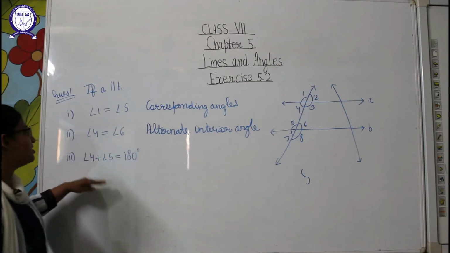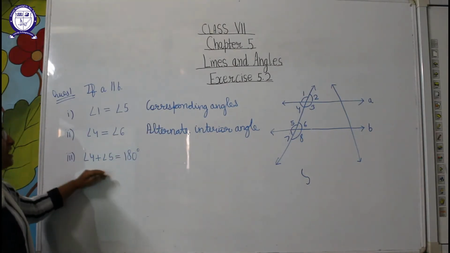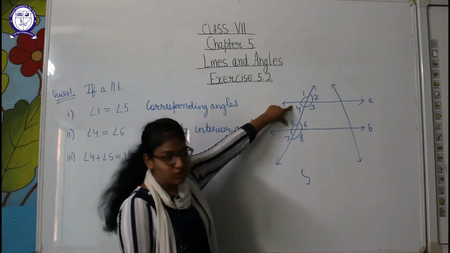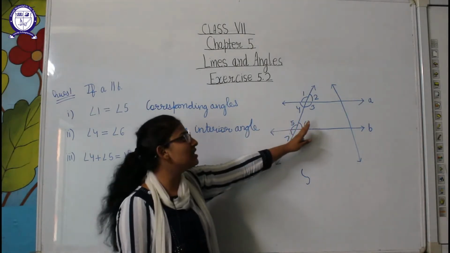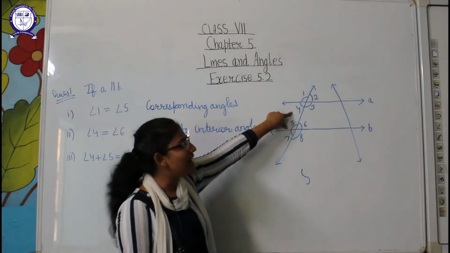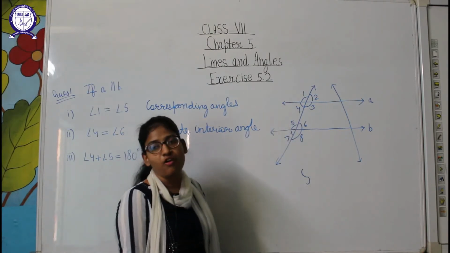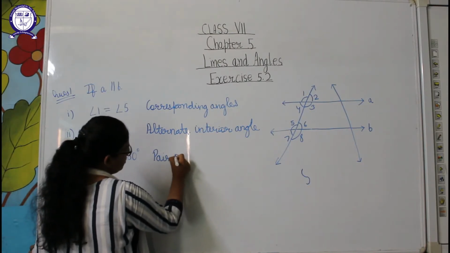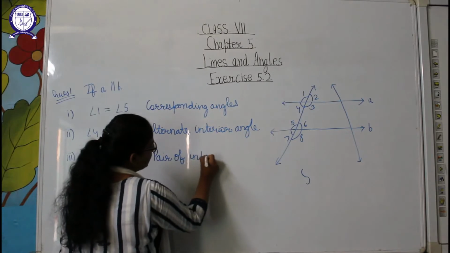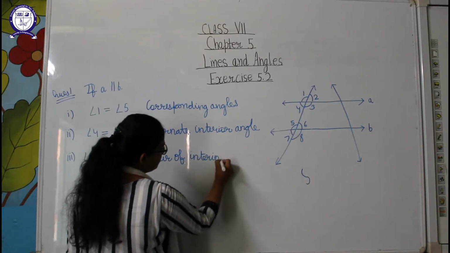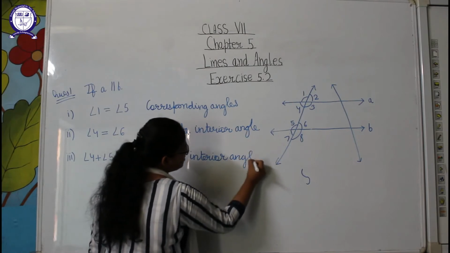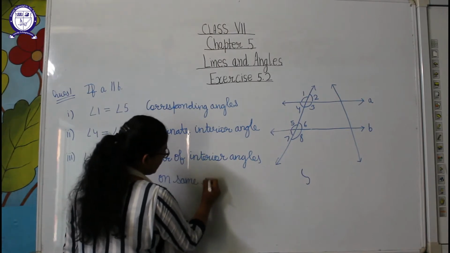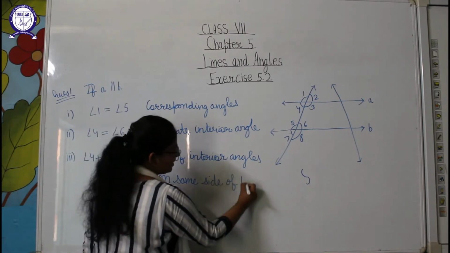Now next last part is if angle 4 plus angle 5 equals 180 degree. What are angle 4 and angle 5 here? These two, it means they are on the same side of transversal and also they are in the interior part. So what are they? They are pair of interior angles on the same side of transversal.